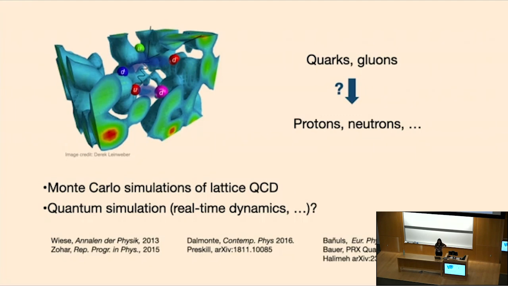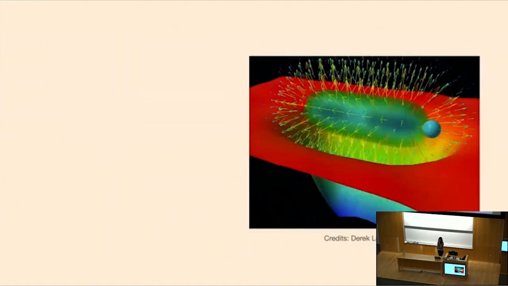Now, as I said, string breaking is what I'm going to talk about. To understand what it is, let me first explain what confinement is. As I said earlier, we don't find isolated quarks in nature. We find them confined in composite particles. And this is an illustration of one of these composite particles.